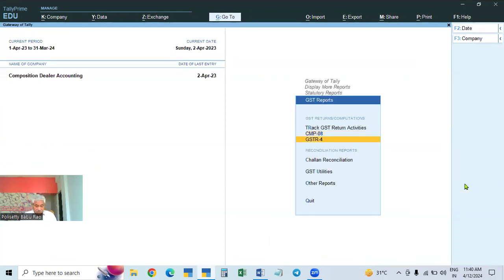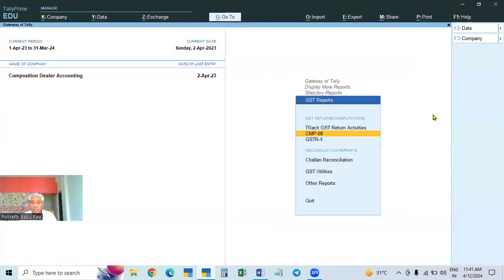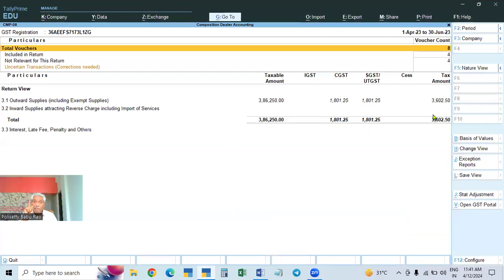And the next one is here. This is filed every quarter: April to June, July to September, October to December, January to March. So after completing the quarter, for April to June, the next month is July. July 18th is the last date to file this CMP 08, and you have to pay the tax also. That is showing. This is filed every quarter and tax is paid.